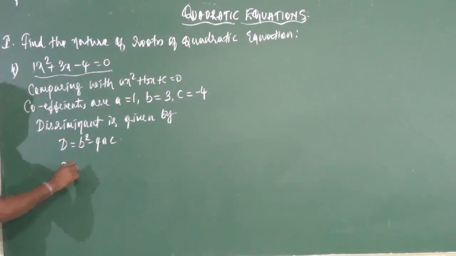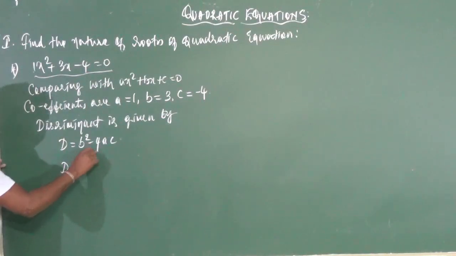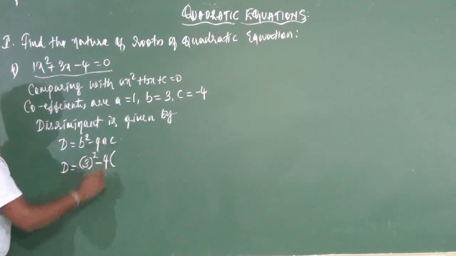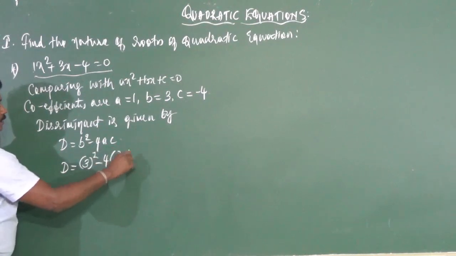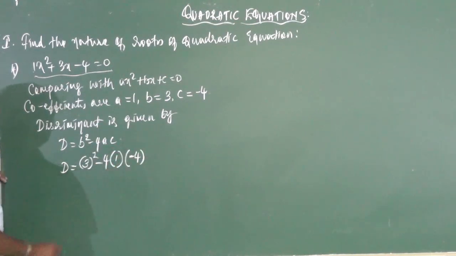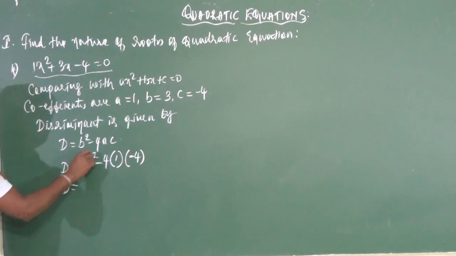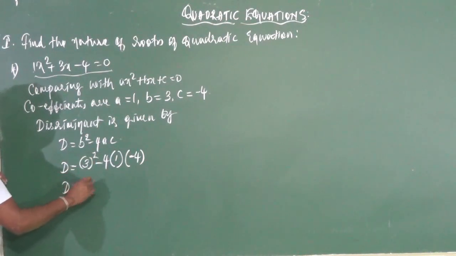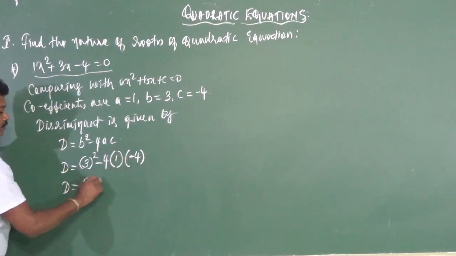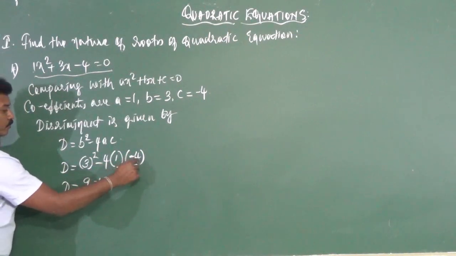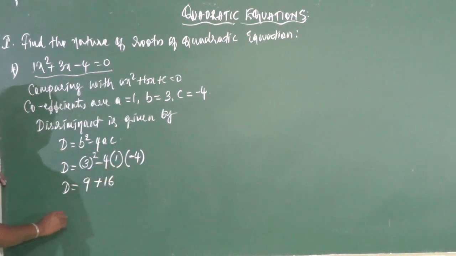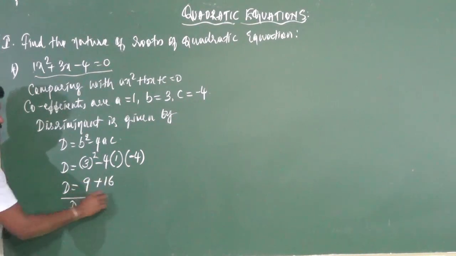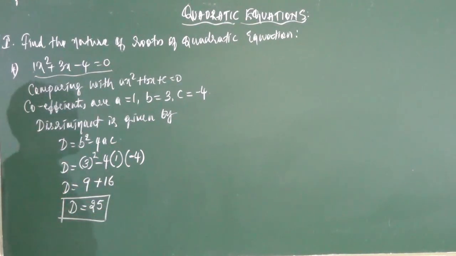So D is equal to b square, 3 whole square, minus 4 into a, 1, c, minus 4. You have to be very careful. So D is equal to 3 square, 9, minus into minus, plus: 4 ones are 4, 4 fours are 16. You have to be very careful. 9 plus 16, 25. Beautiful number. D is equal to 25.